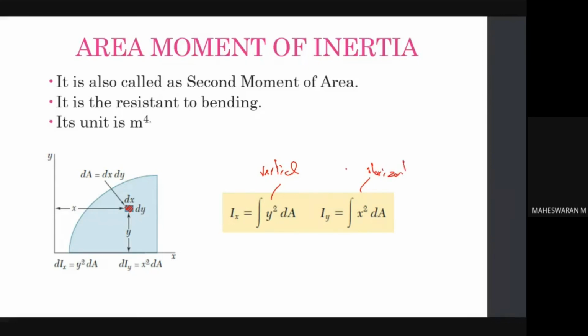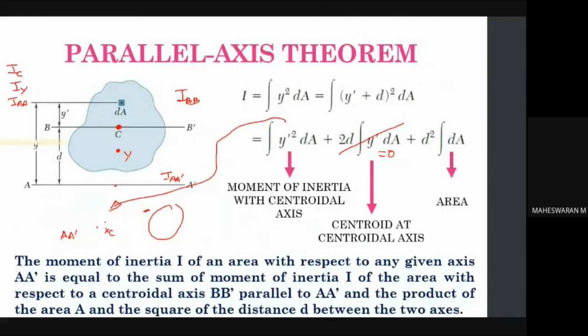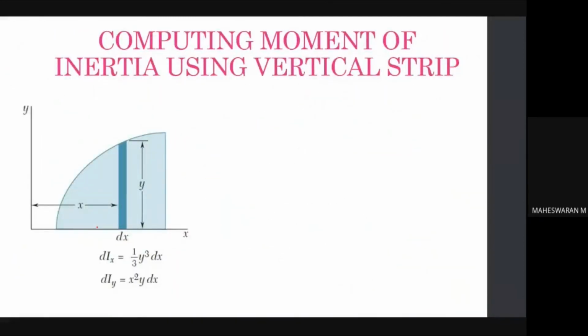So it takes lots of time to solve a problem. Considering a strip like this and solving it, again considering a strip like this and solving it, right? To avoid that problem, there is a set of formulas here which is applicable, considering only the vertical strip, right? If I consider a vertical strip, what is my moment of inertia with respect to the x-axis? It is 1/3 of y cube dx. And the moment of inertia with respect to the y-axis is x square y dx, right? So overall I will get something like this.